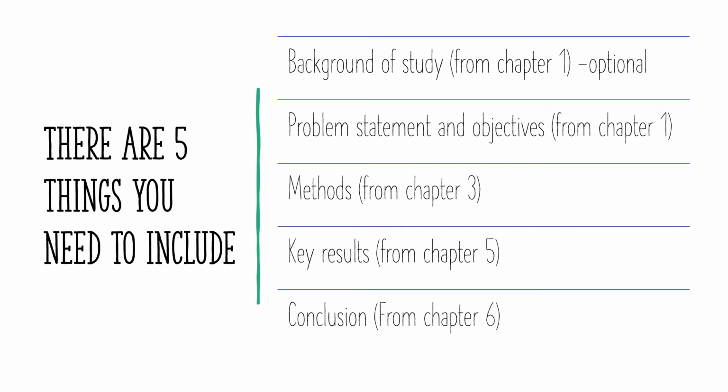Next, you talk about the problem statement and objective, which is from chapter 1. Normally you talk about the aim of your research and why you are doing that kind of research. What is the problem that you are trying to solve? That could be in 2 or 3 sentences.